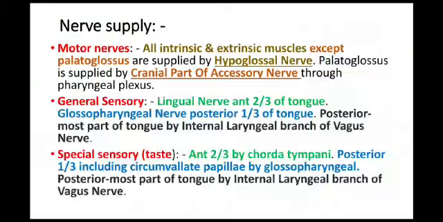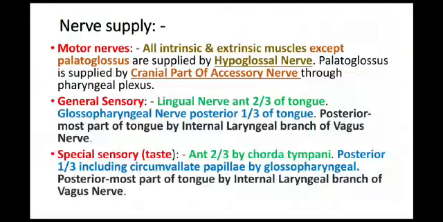So, coming to the general sensory, the anterior 2/3 of the tongue is supplied by the lingual nerve, which is in turn a branch of the mandibular division of trigeminal nerve. The posterior 1/3 of the tongue is supplied by glossopharyngeal nerve. The posteriormost part of the tongue is supplied by the internal laryngeal branch of the vagus nerve.